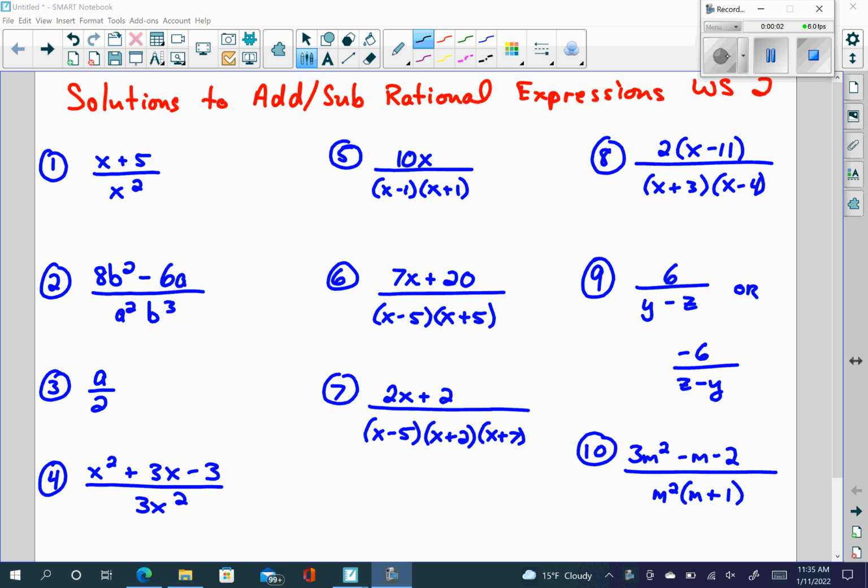Hello everyone, here are all the solutions to yesterday's worksheet 1 through 10, the second worksheet on adding and subtracting rational expressions. Go ahead and pause the video just to compare all these answers to yours and then resume playing so you could see as I go through each problem step by step.